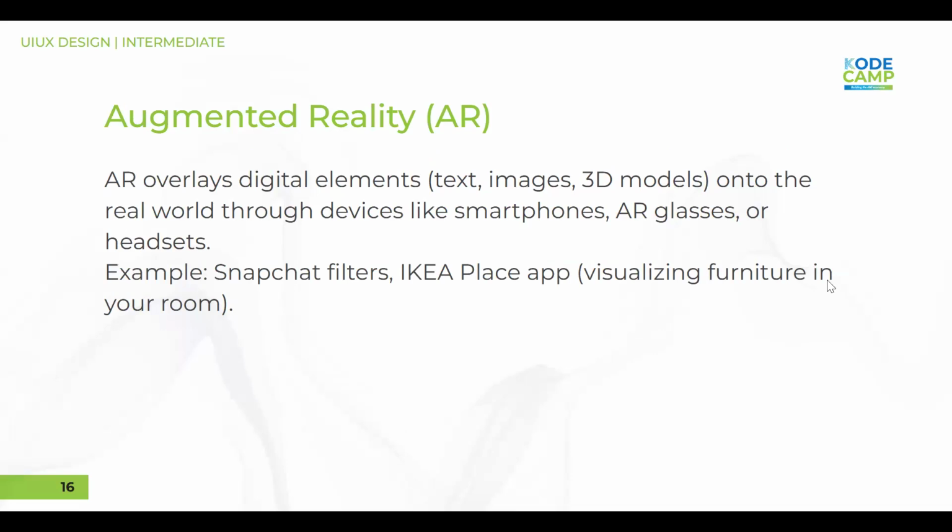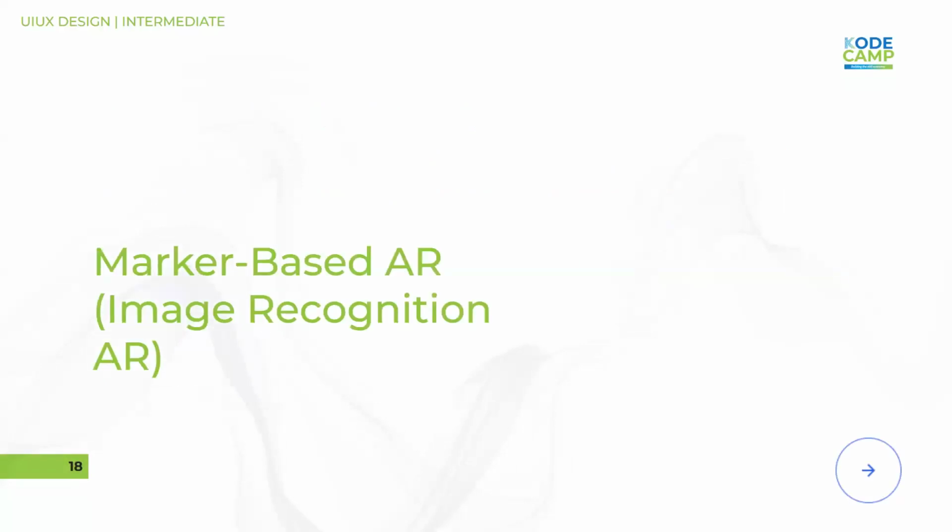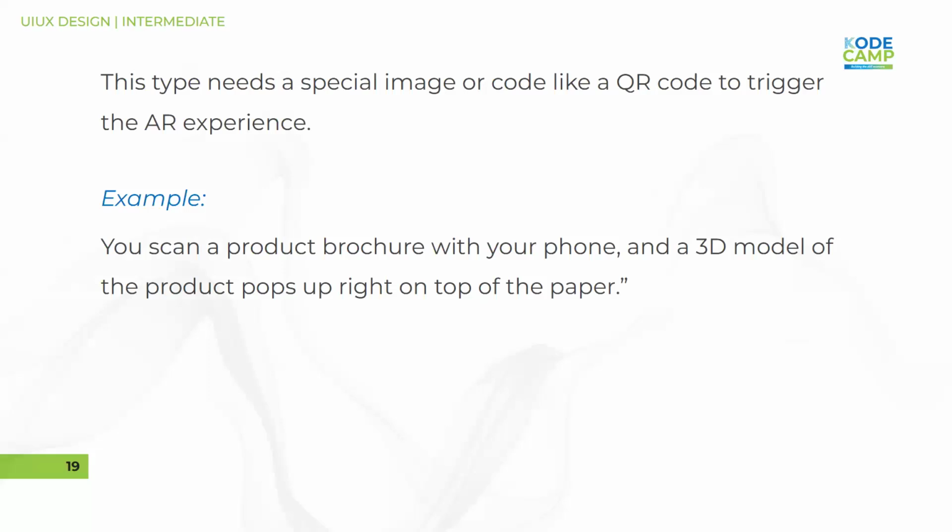Okay, thank you. So we are going to look at types of augmented reality. So we have marker-based AR, that's image recognition AR. This type needs a special image or code, like a QR code, to trigger the AR experience.